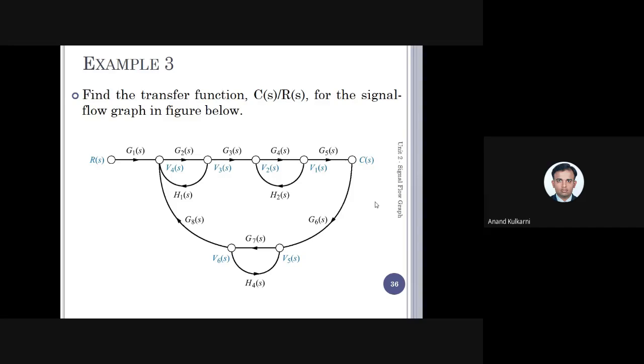Now if we just observe this problem, how many forward paths are there? There is only one forward path. How to identify?